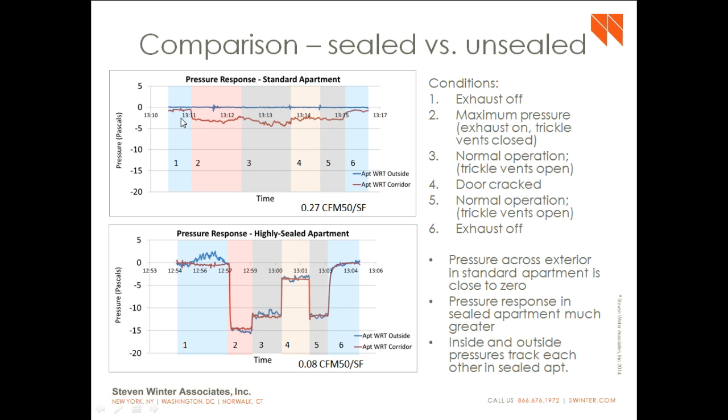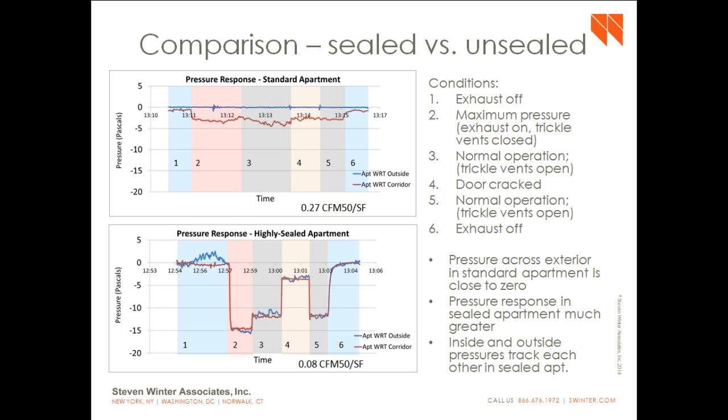So in the first condition, we turned the exhaust fan off and just logged the ambient pressure in the apartment with nothing going on. Then we turned the exhaust fan on, but closed the trickle vents, closed the door, closed the windows, and this is the maximum pressure that you would see in this apartment under any conditions. Next, we opened the trickle vents, and that relieves some of the pressure generally.